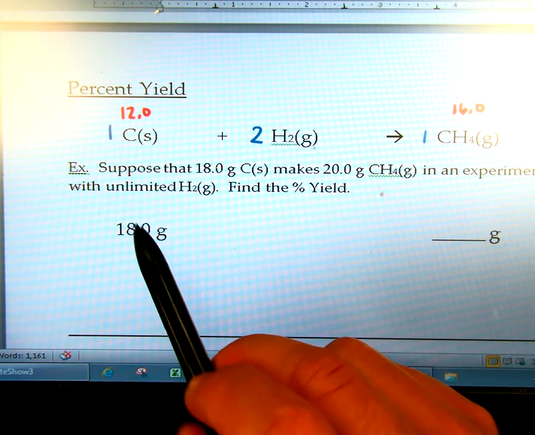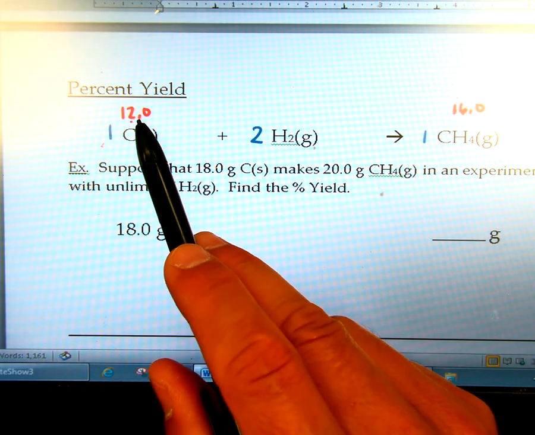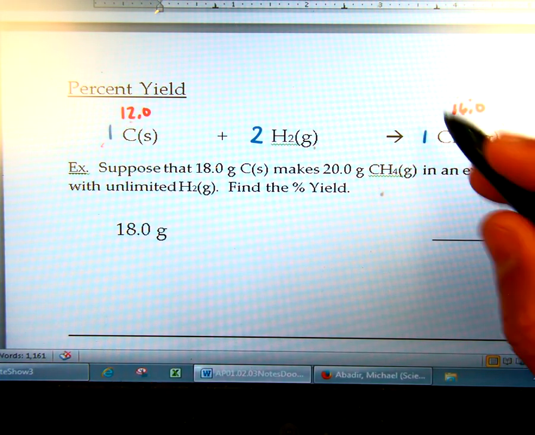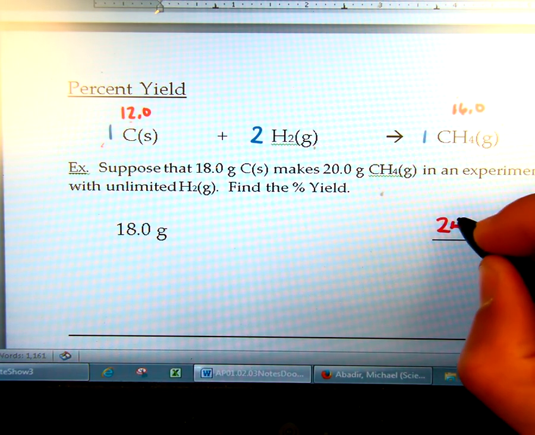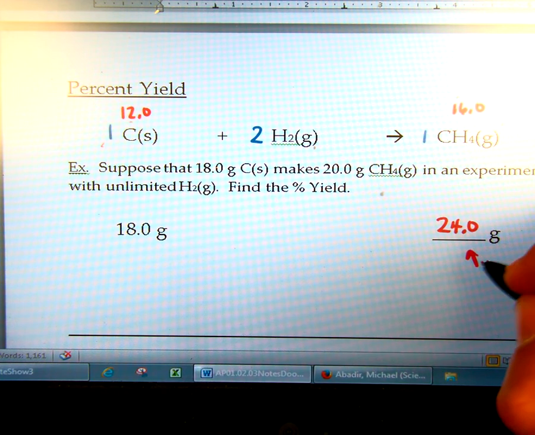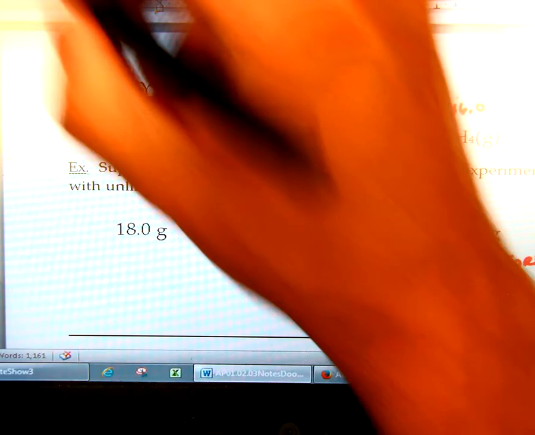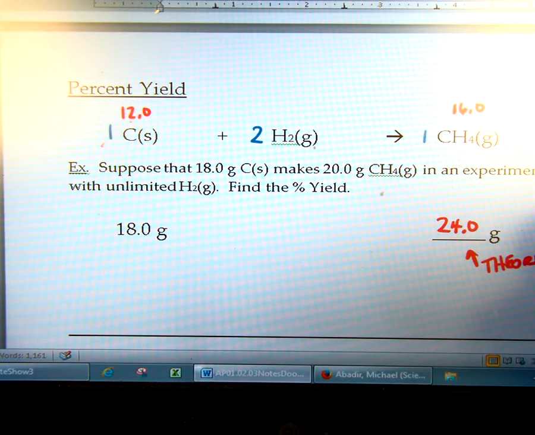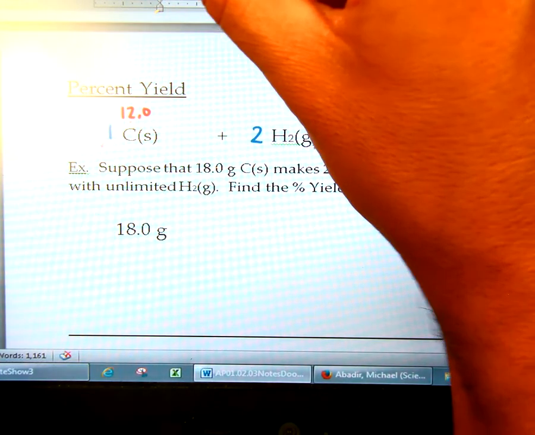We're going to do 18 divided by 1 is 18, times 1 divided by 12 is 1.5, times 16 is 24, times 1 is 24. So I'm supposed to make 24 grams. The bridge tells you what you're supposed to make. That's called the theoretical. Theoretically, this is what you should have made, 24. However, in real life, you don't always get what you're supposed to get.